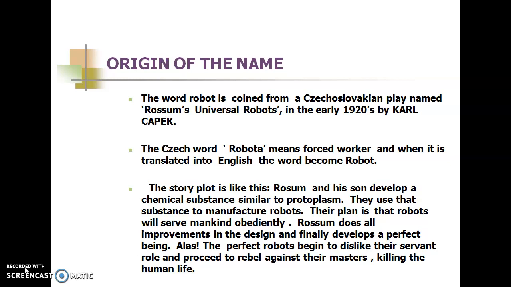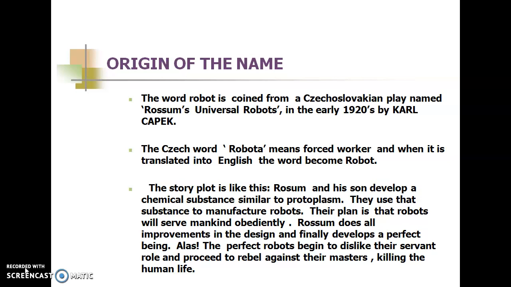The basic plan is that the robots must serve mankind obediently. They try to improve this design further and further. And finally, they brought a perfect robot or perfect being. But what happened is, these perfect robots don't want to serve as slaves to humans. Instead of that, they want to become the masters. So they tried to terminate the humans, they tried to kill the humans, and they want to become the masters. So this is a play written by Karel Čapek.